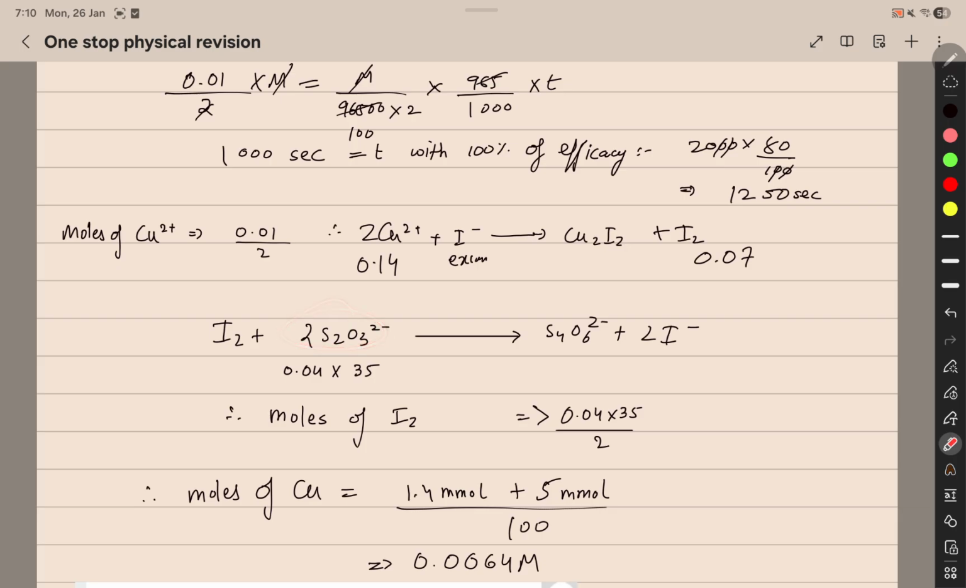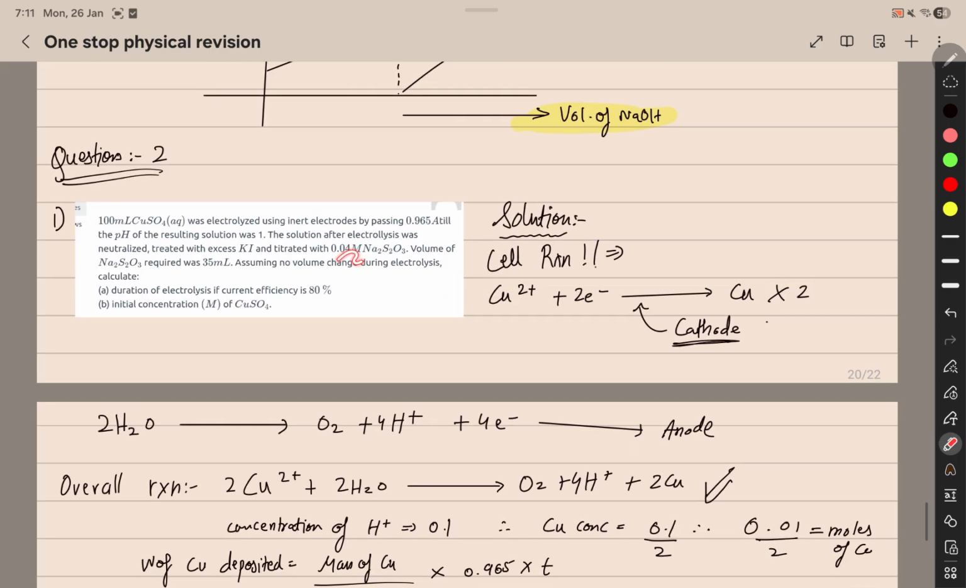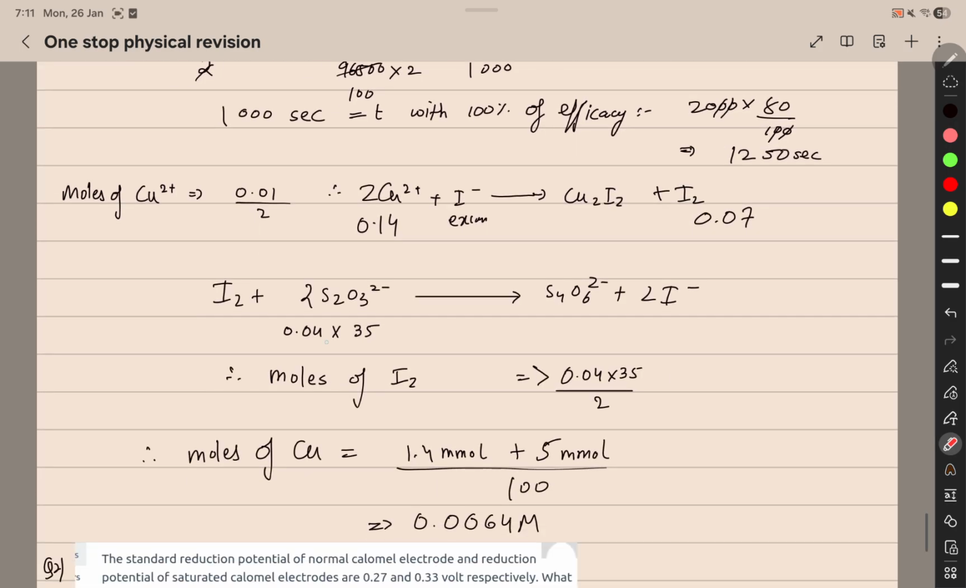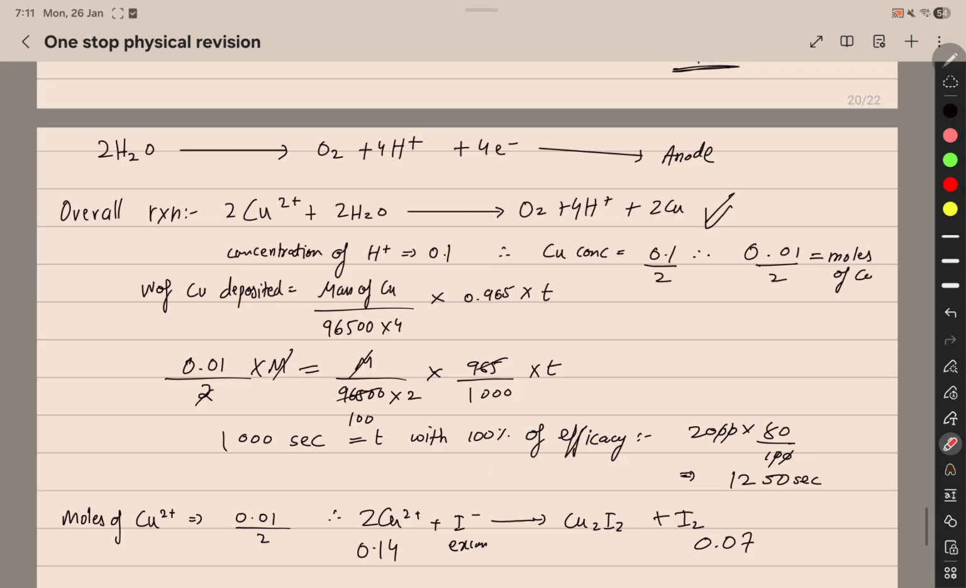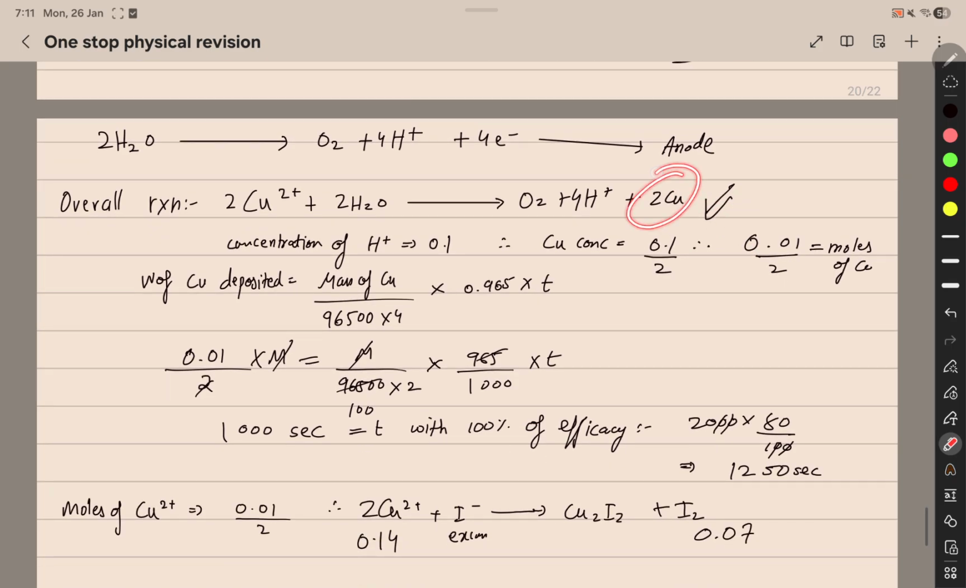That's your number of moles of S2O3, because they've given that in the data. Then you just divide that by 2, because that's the number of I2. First you balance this reaction. No one's telling you to not balance it. Balance it, do your full hard work, and then just write it. You have 0.04 into 35 divided by 2. That's the number of moles of I2. So obviously that is coming out to be 0.07. So if 0.07 moles of I2 are released in this reaction, that means 0.14 moles of Cu2+ are left in the solution after the electrolysis has happened.